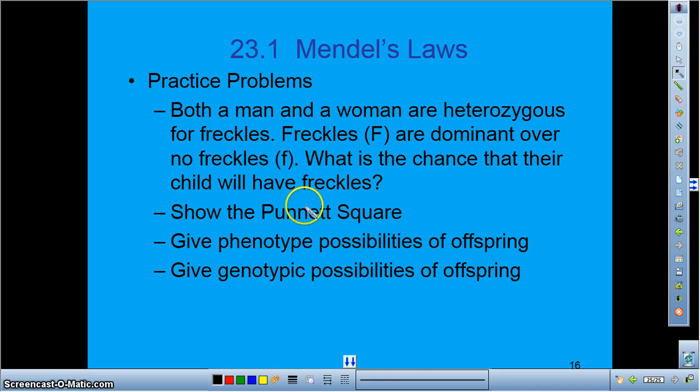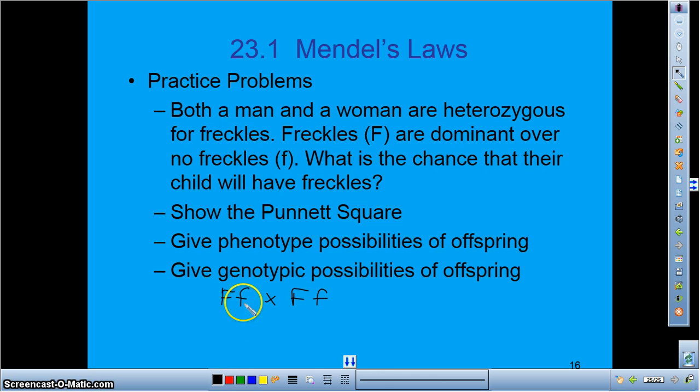So the first thing you're going to do is write down what you have for the male and the female, or the two parents. So they're both heterozygous for freckles. That means that they both have one big F and one little f. We're going to show that here.